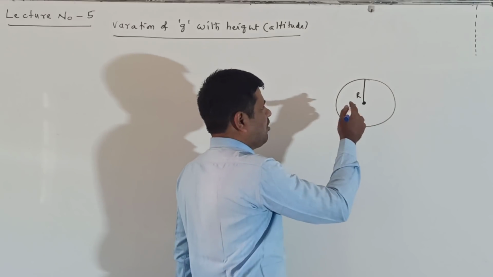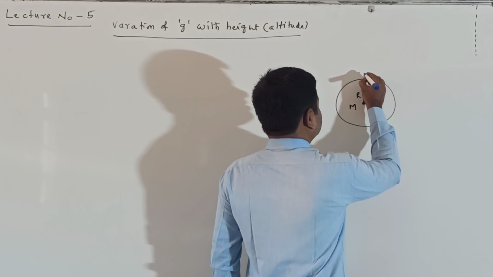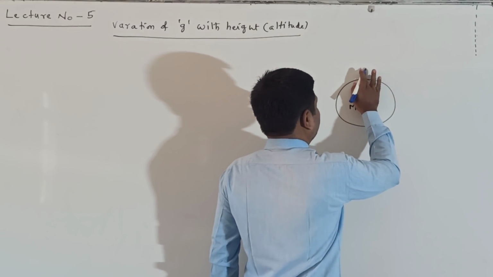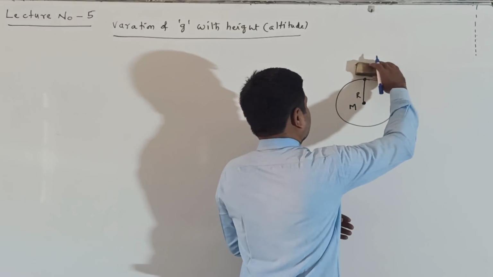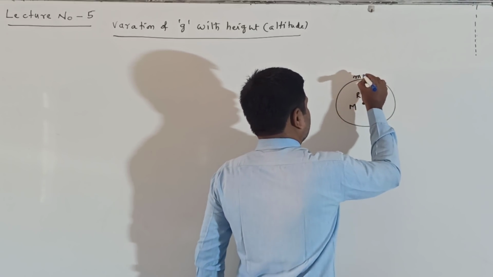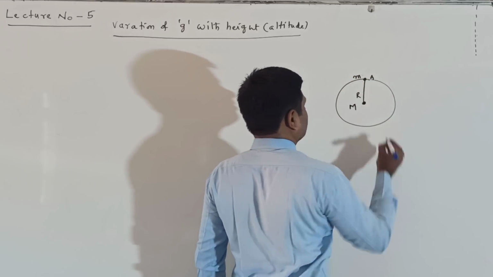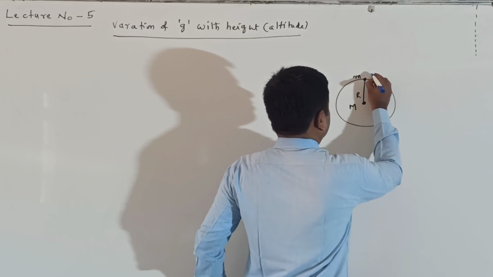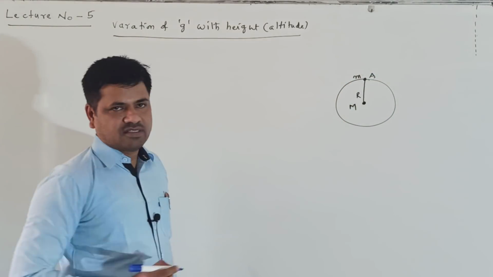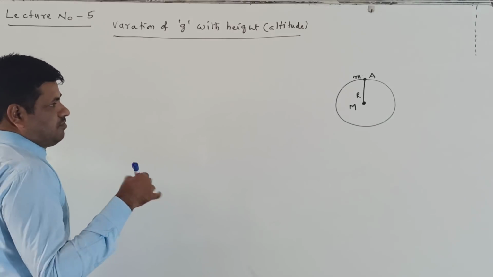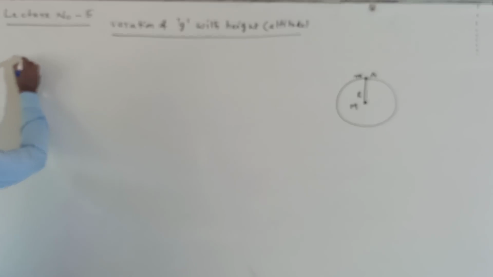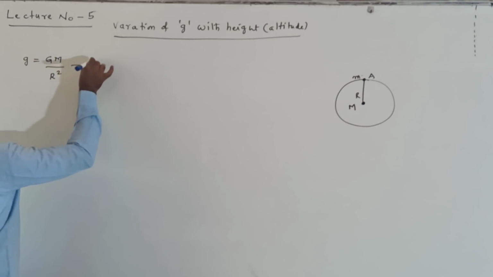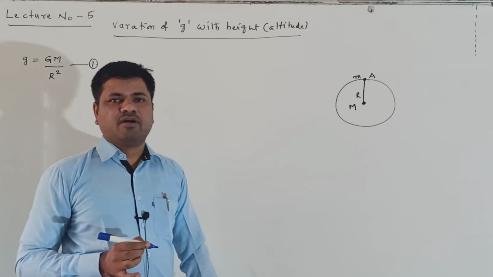Now a body of mass m is placed on the surface of the earth. That point I consider as point A. I am placing the mass m at point A. When the mass m is placed at point A on the surface of the earth, the acceleration due to gravity g is equal to GM by r square. This is given as equation number 1.